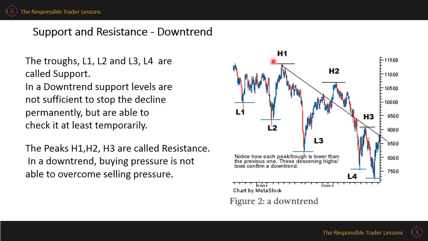The peaks H1, H2, and H3 are called resistance. In a downtrend, buying pressure is not able to overcome selling pressure.